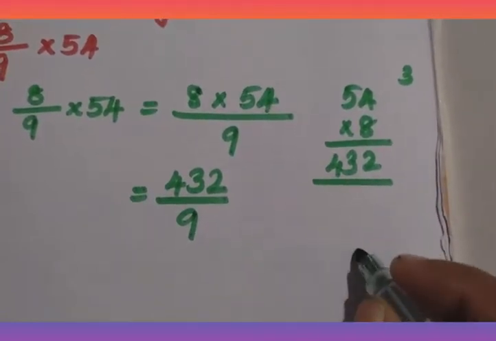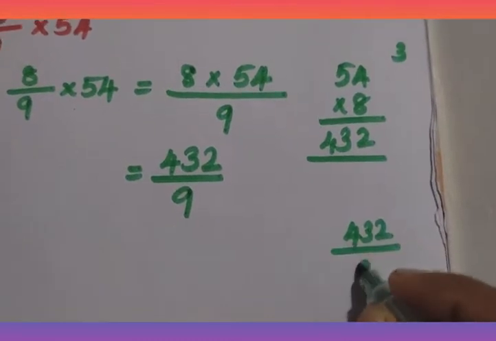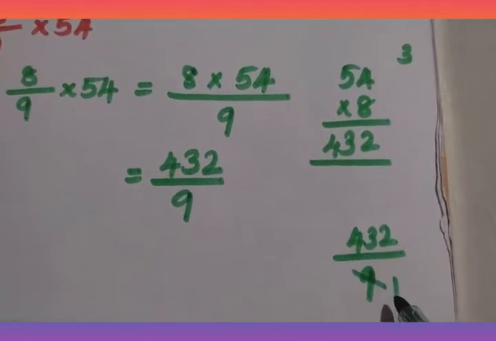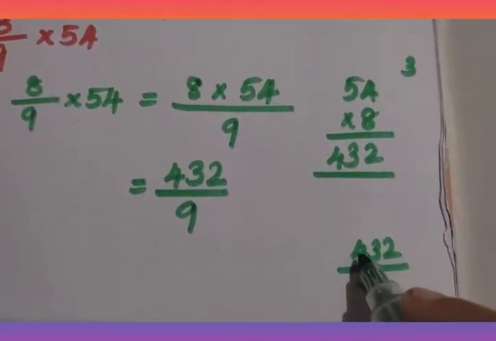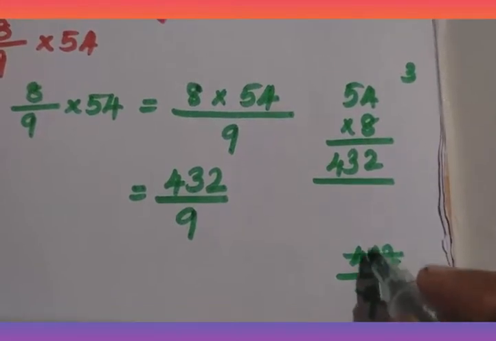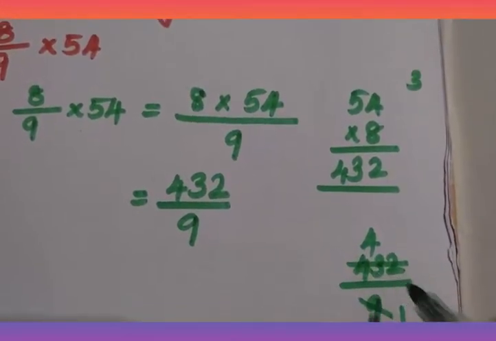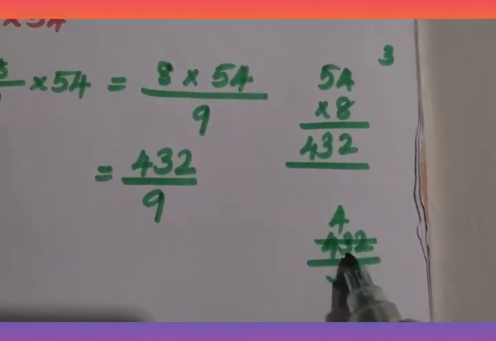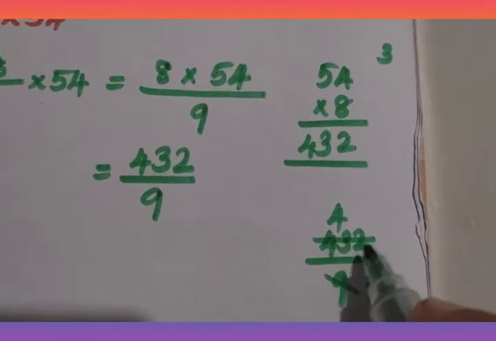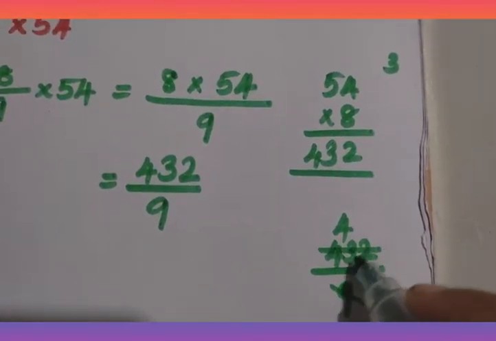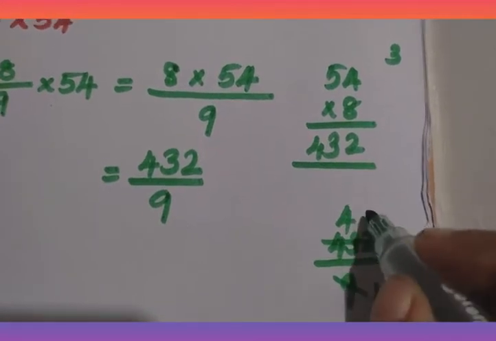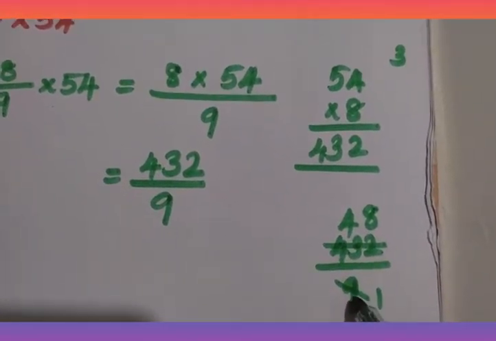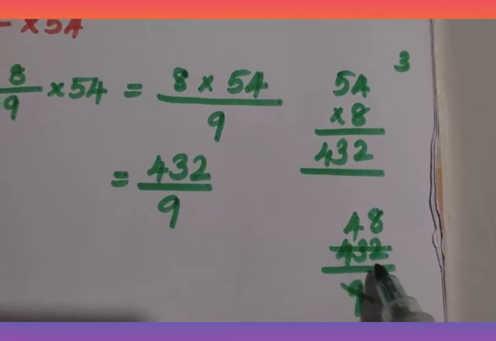So here 432 divided by 9. We can use the 9th table. See, 1 nine is 9. Here 9 fours are 36, isn't it? We have 43, 9 fours are 36, 43 minus 36 is 7, isn't it? Here 2 is already there, so 7 and 2 becomes 72. 9 eights are 72, isn't it? So how many times 9? 48 times 9 is 432.